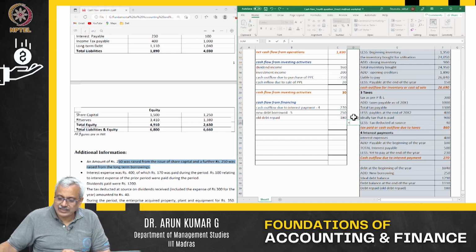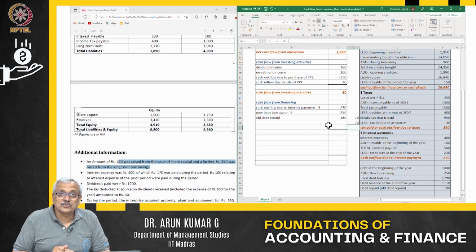You can verify this. What is the opening balance? Opening balance is 1040. What is the closing balance? Closing balance is 1110. So, it has increased only by $70. That is the net increase that I talked to you about.